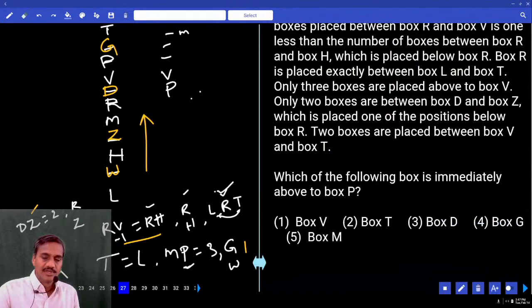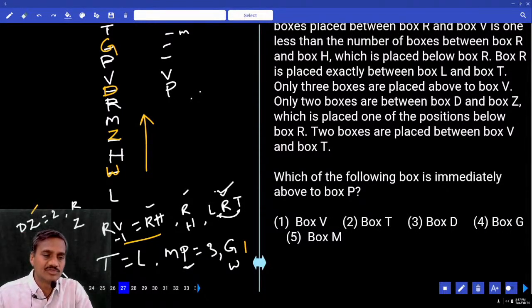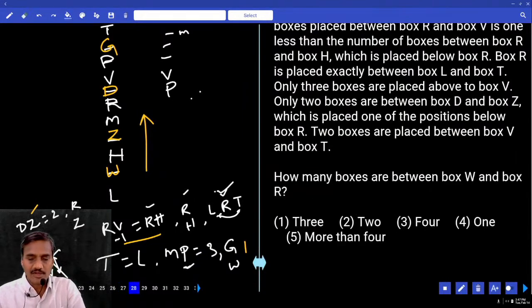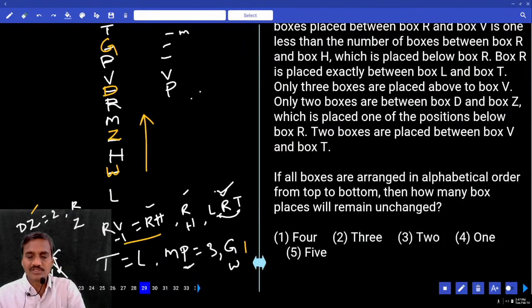దెన్ 27. అండ్ విచ్ ఆర్ ద ఫాలోయింగ్ బాక్స్ ఈజ్ ఇమీడియట్లీ అబౌట్ టు పీ. ఇమీడియట్లీ అబౌట్ టు పీ ఏమని చెప్పండి? అండ్ G దట్ ఈస్ చాయిస్ 4, క్వశ్చన్ నెంబర్ 27. అండ్ హౌ మెనీ ఆర్ ఇన్ బిట్వీన్ W and R. ఆర్కి డబ్ల్యూకి మధ్యలో ఎన్ని ఉన్నాయి? ఎగ్జాక్ట్లీ 3, చాయిస్ 1. అండ్ ఇఫ్ ఆల్ ద బాక్సెస్ ఆర్ అరేంజ్ ఇన్ ఆల్ఫాబెటికల్ ఆర్డర్ ఫ్రమ్ టాప్ టు బాటమ్ అన్నారు.